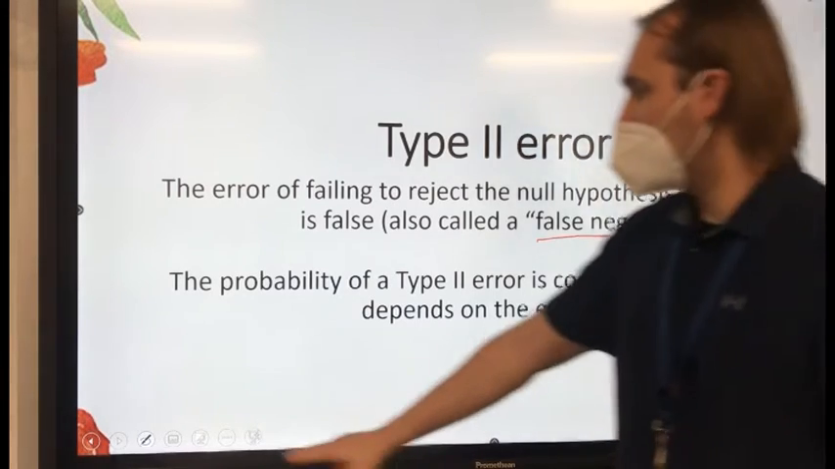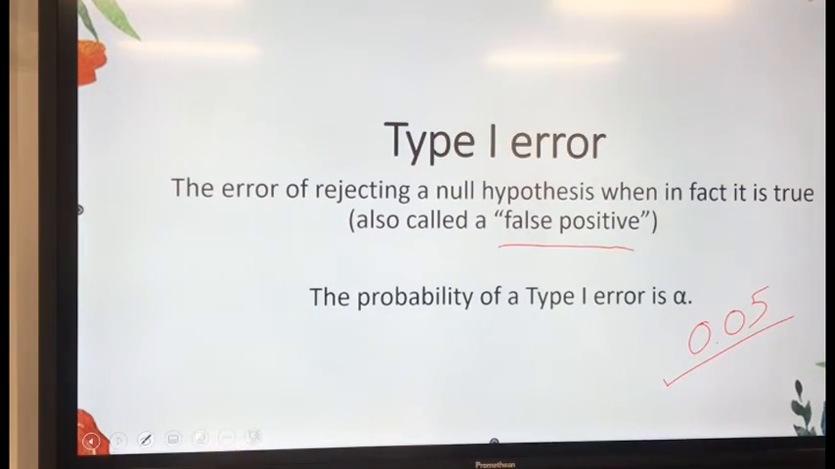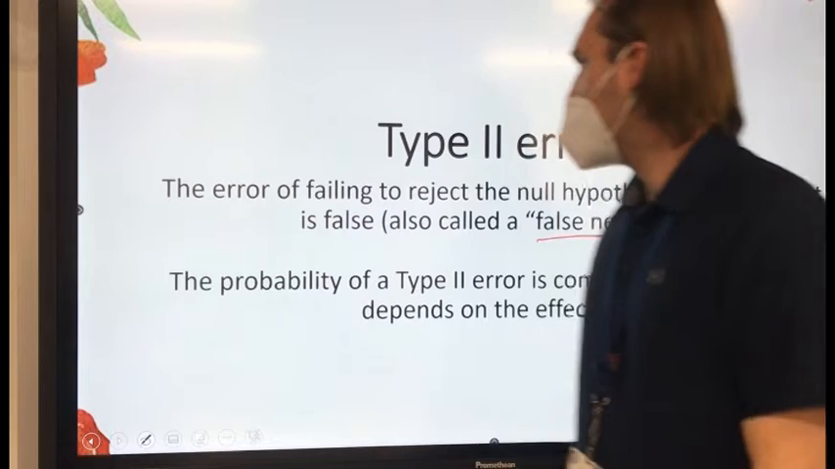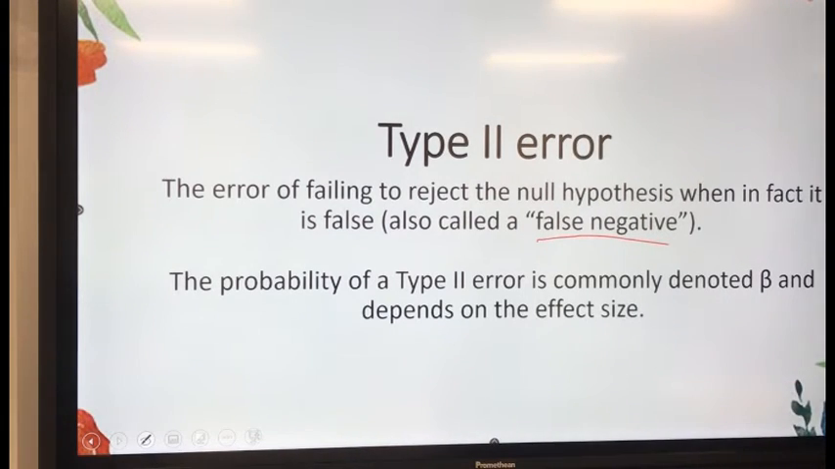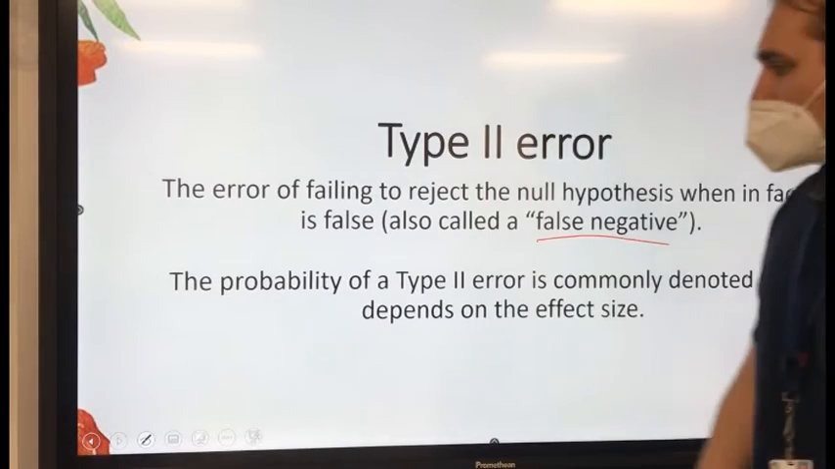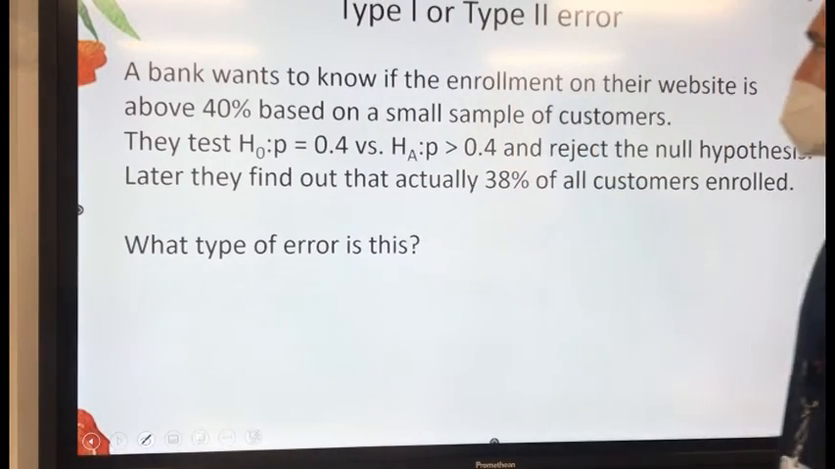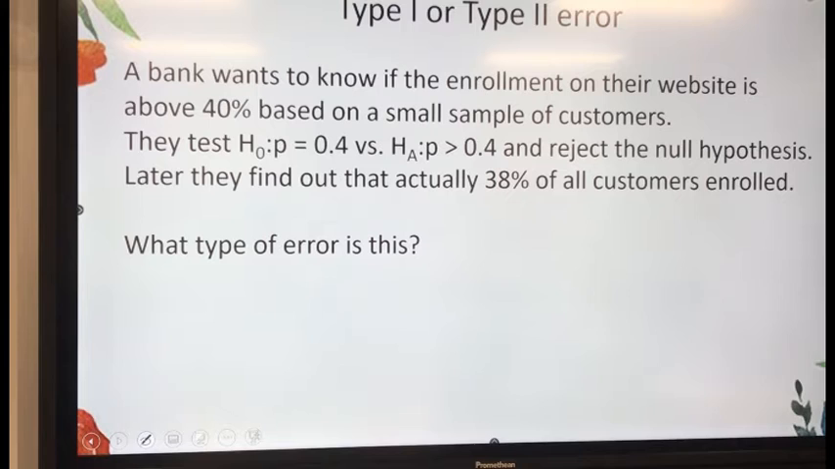So type 1, we reject the null hypothesis, but it ended up being true. Type 2, we failed to reject and it ended up being false. So let's look at some examples. Is this a type 1 or a type 2 error?